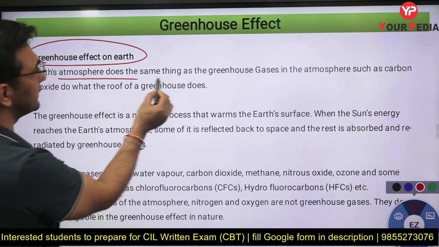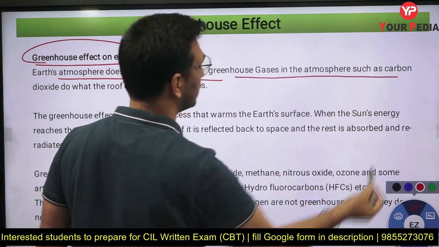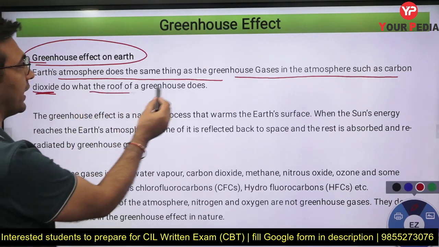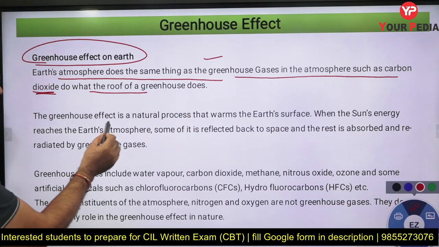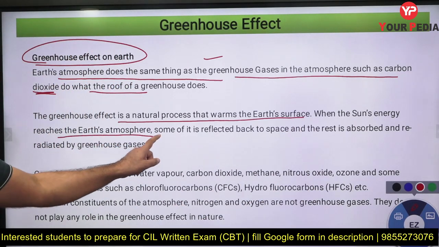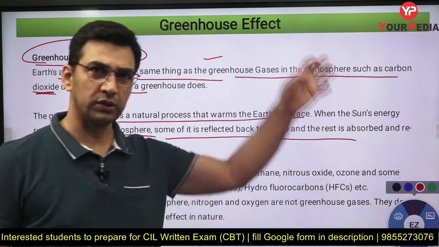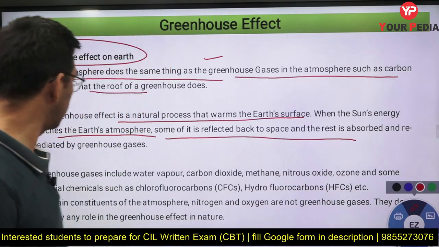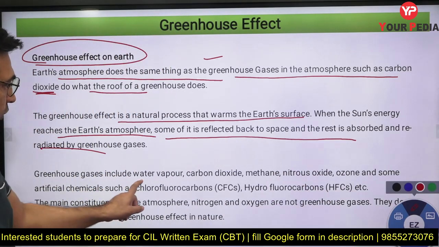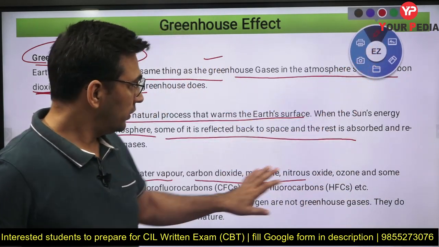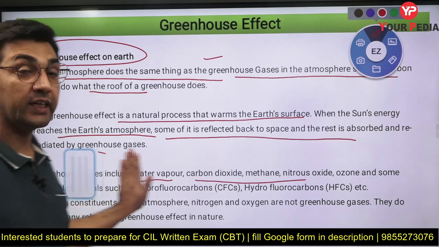Earth's atmosphere does the same thing as the greenhouse, with gases in the atmosphere such as carbon dioxide, the most prominent gas, and other gases as I mentioned, behaving in the same way as the glass. The greenhouse effect is a natural process that warms the Earth's surface. When the sun's energy reaches the Earth's atmosphere, some of it is reflected back, as you already know, and some is absorbed by the Earth's surface, and the surface gets heated up. Greenhouse gases include water vapor and carbon dioxide. Now we have introduced a term called greenhouse gases.